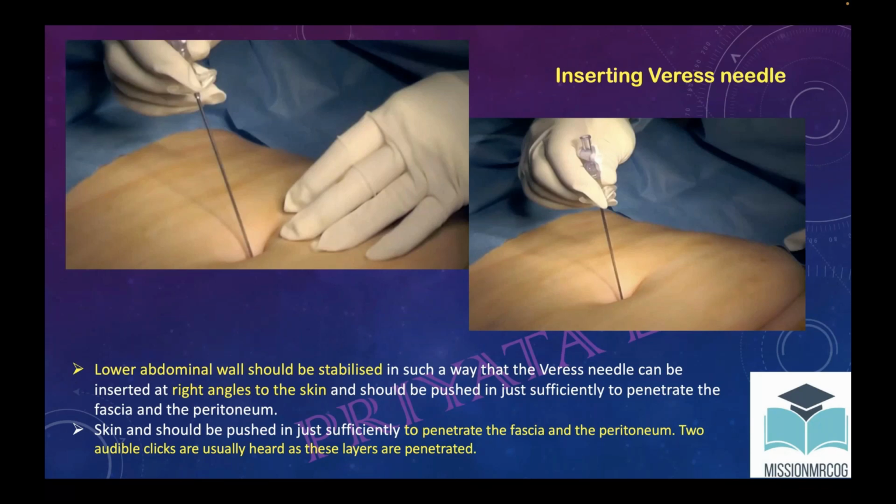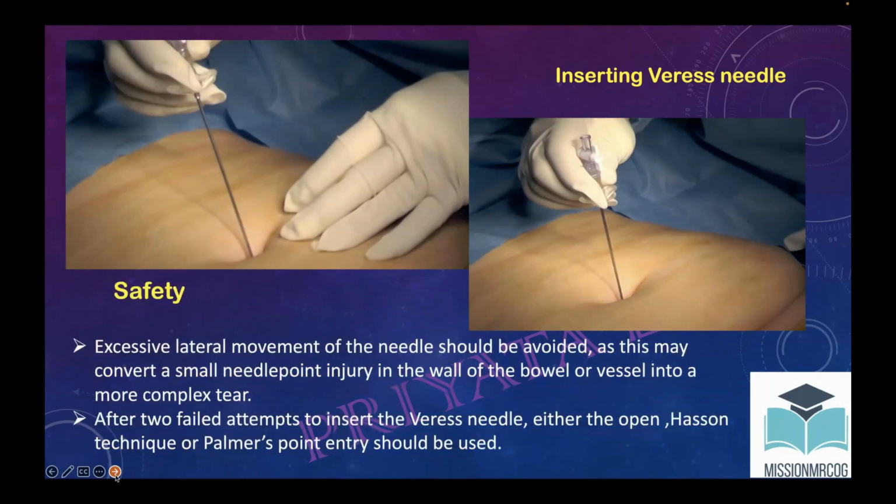After that, another safety here, William. Once the Veress needle is inserted, there should not be excessive movement. It should not be allowed. Why? Because if it is in the bowel or vessel, then it will cause a complex tear or complex injury. We can do it two times. If it fails after two attempts of the Veress needle, consider an alternative approach, either open or Hasson technique, or a Palmer's point entry.